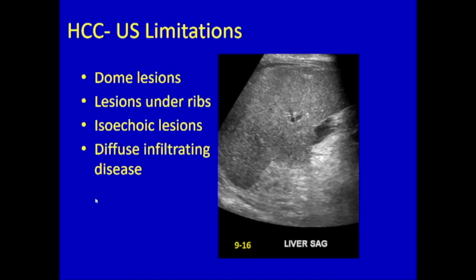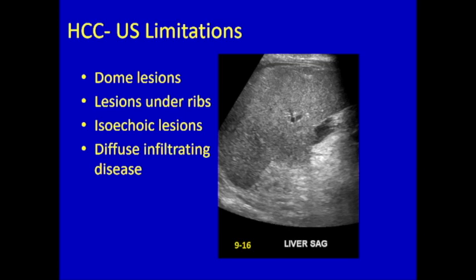What are the limitations? I'm seeing several of these people a day, and where are the pitfalls? What do I need to watch out for? Well, the biggest thing I think of is we are limited at the dome and limited with lesions on the ribs. I think my sonographers often don't scan up high enough, and they miss it. So does anybody see the lesion here? Okay. Isoechoic lesions, well, they're going to be hard. Diffuse infiltrating disease, that's hard.